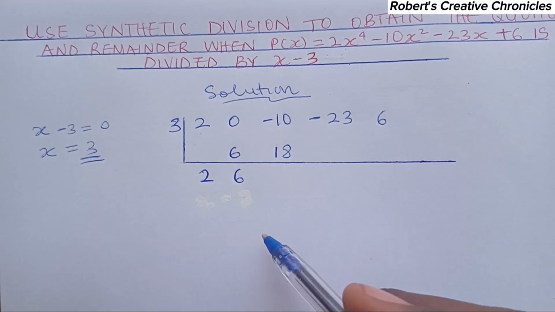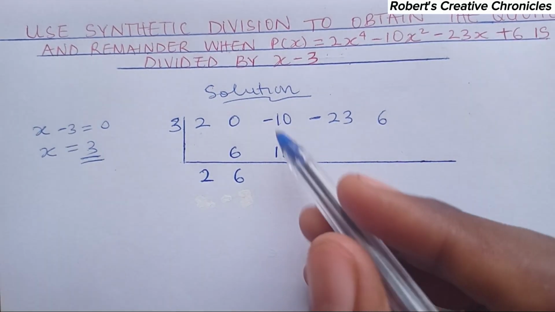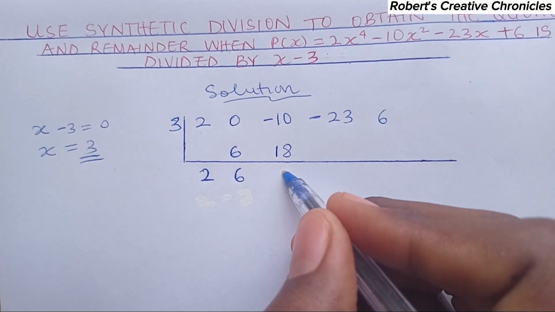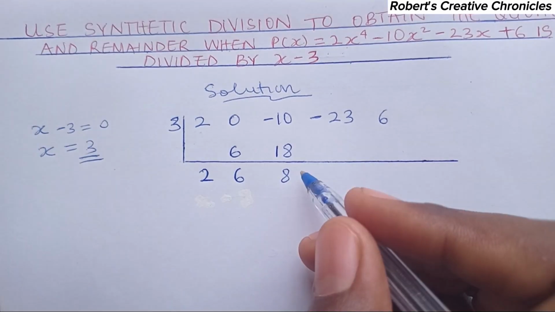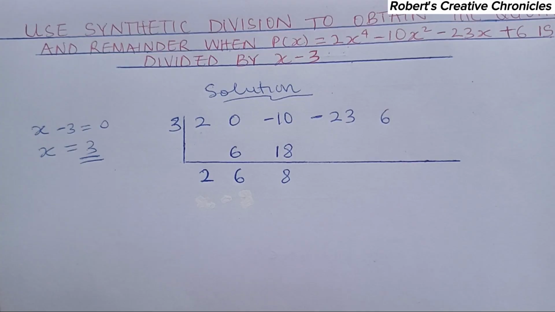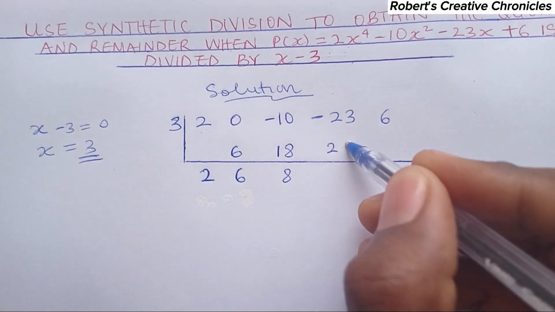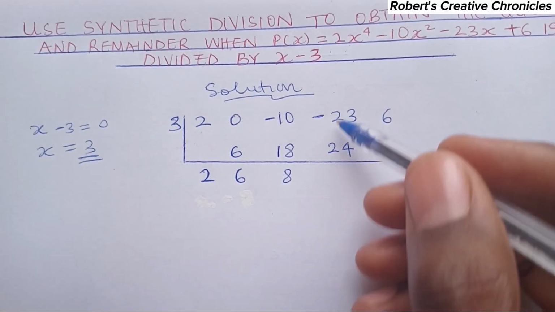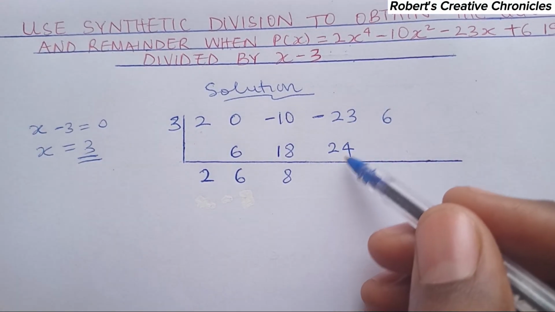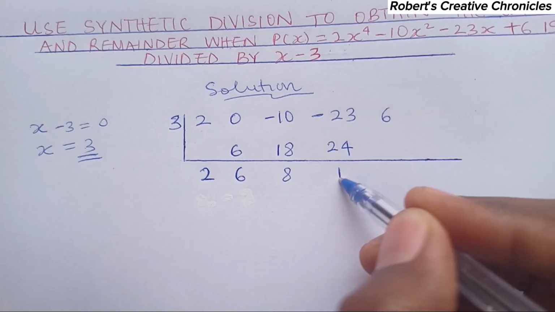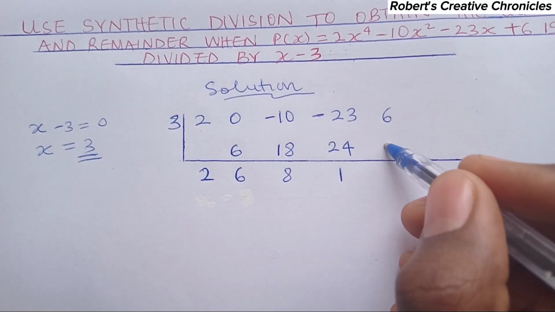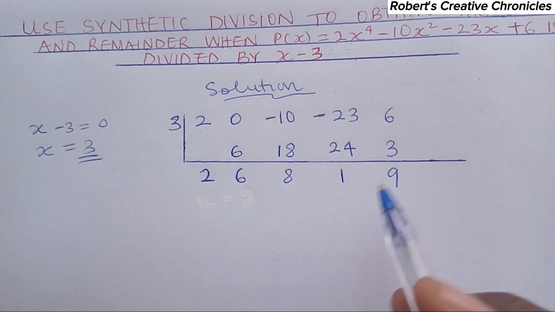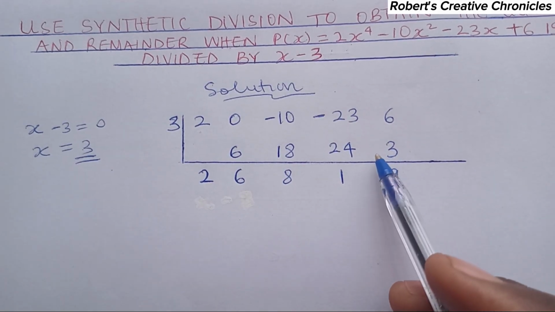So this plus this is what? That is 18 minus 10, which is 8. Then 8 times 3 is 24. So we are adding minus 23 plus 24, which becomes 24 minus 23, which is 1. So 1 times 3 is 3. 6 plus 3 is 9. So that's all. We are done with this synthetic division.